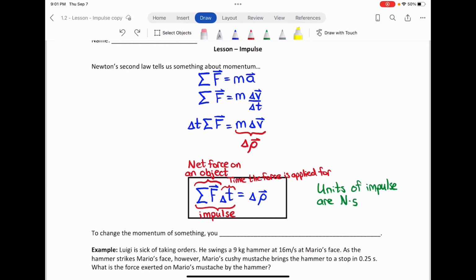So the important thing that this equation tells us is that to change the momentum of something, you have to give it an impulse. If you want to change something's momentum, you need a net force on it, and you have to apply that force for a certain amount of time. Without those two things, you can't have an impulse, and without an impulse, you can't change an object's momentum.